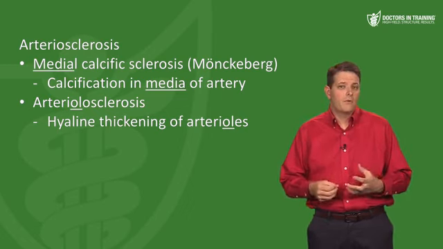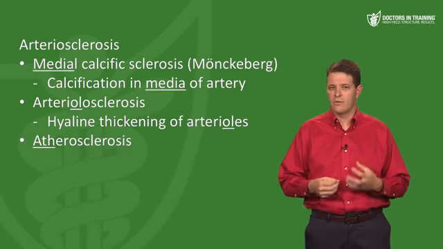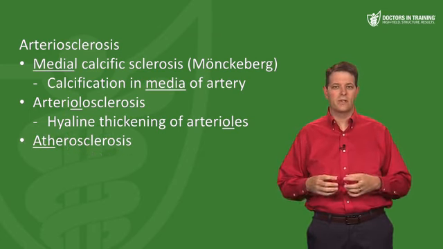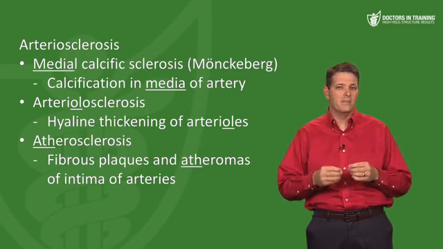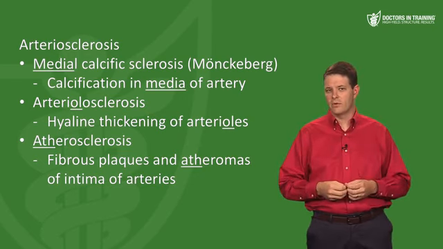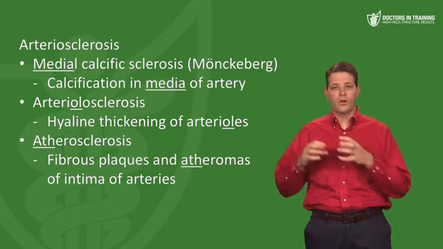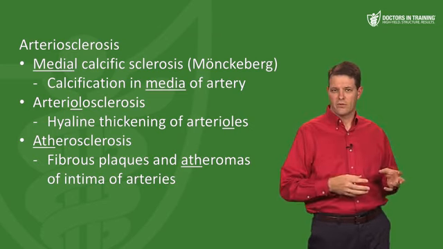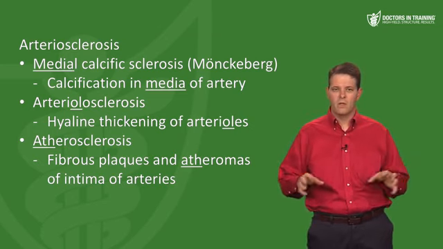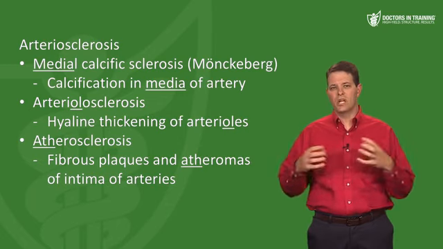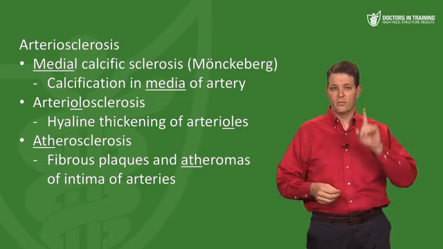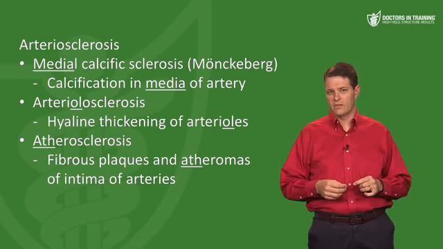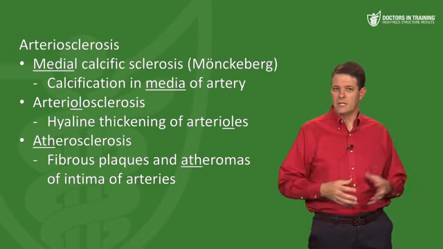And then the most common form of arteriosclerosis is atherosclerosis, which is the classic disease where you get the fibrous cholesterol plaques and atheromas that form in the intima of the large and medium-sized arteries. So don't confuse arteriosclerosis and atherosclerosis. They're not exactly the same thing. Arteriosclerosis is a general term describing hardening of the arteries. Atherosclerosis is just one type of arteriosclerosis, but it is the most common type.